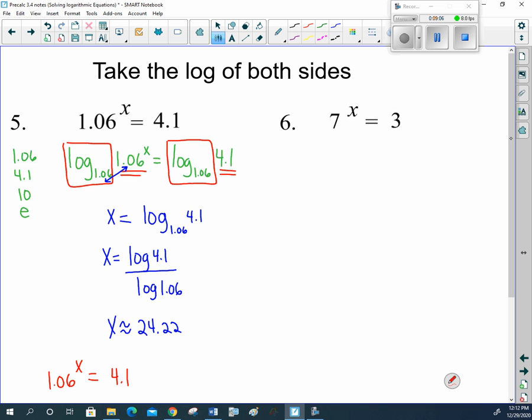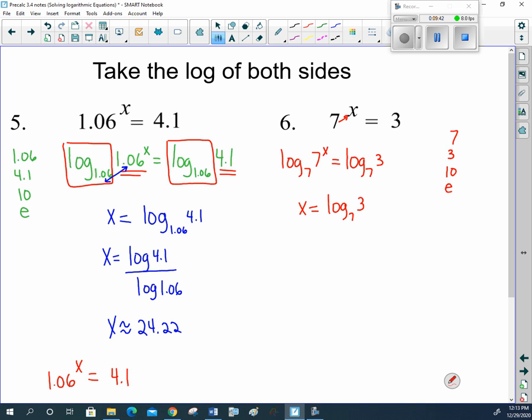So I'm going to do the log of both sides. My choices would be 7 because that's the base, 3 because it's the number on the other side, 10 because that's on my calculator, and e because that's on my calculator. I'm going to choose 7 because it's 7 raised to that power. So I'm going to write this as log base 7 of 7 to the x equals log base 7 of 3. Well, log base 7 of 7 to the x is just going to be our power. So x equals log base 7 of 3.